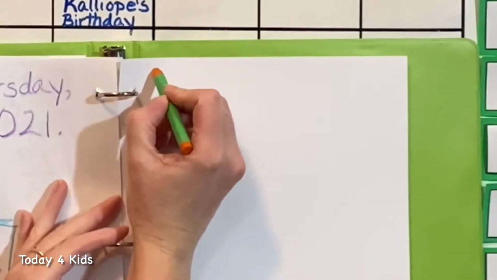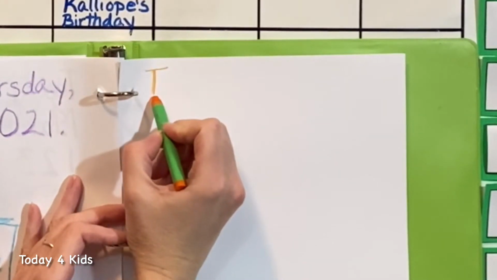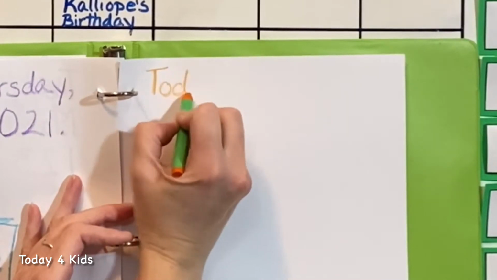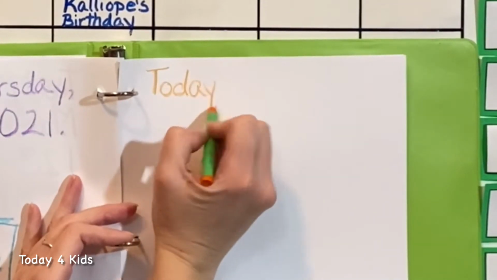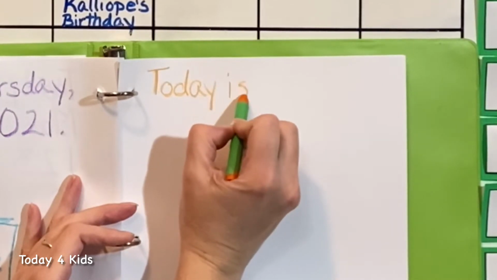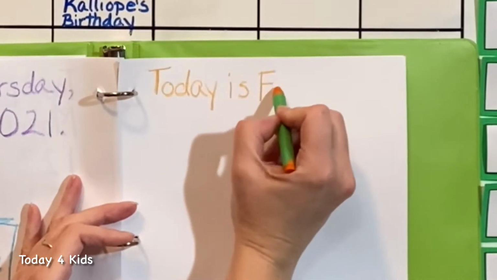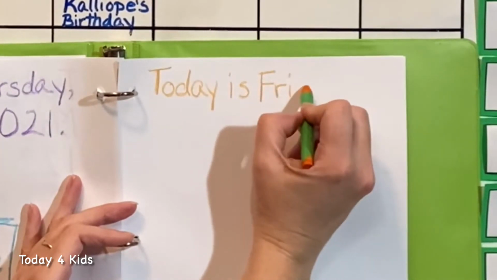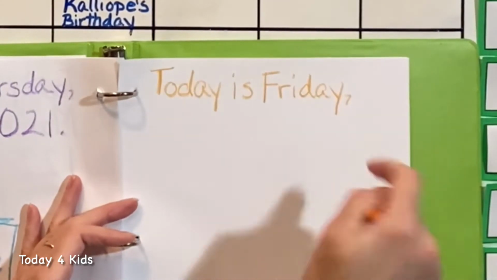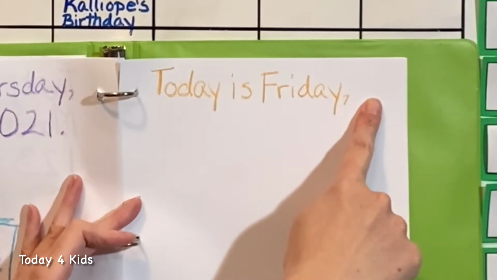So we're going to start with a capital T for today. Capital T, and it's a capital T because it's the first word in our sentence. T-O-D-A-Y, and then we're going to put the word is, I-S, and today is Friday. So capital F-R-I-D-A-Y, and then we're going to put a comma, and that comma reminds us to pause before we say the next word, and the next word is going to be our month.